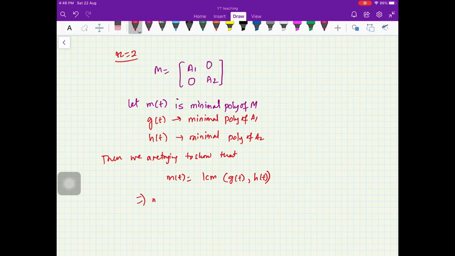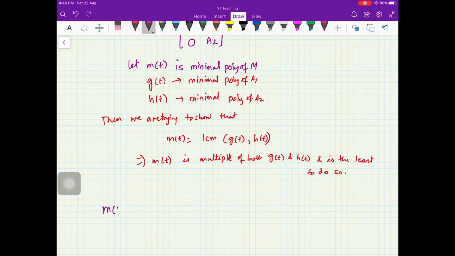It means that m(t) is a multiple of both g(t) and h(t), and is the least to do so. So this is what you want to say. Let us see how we can prove it.